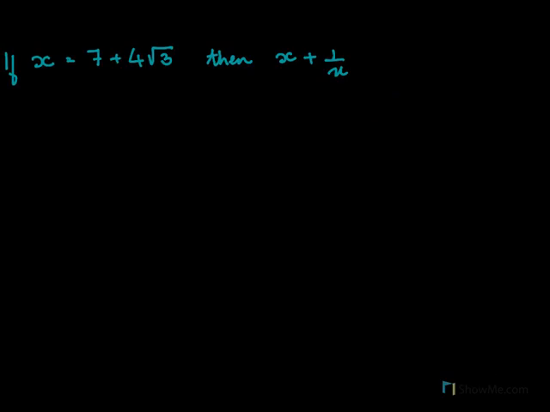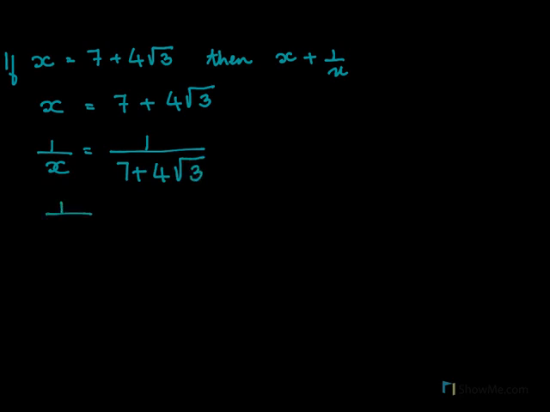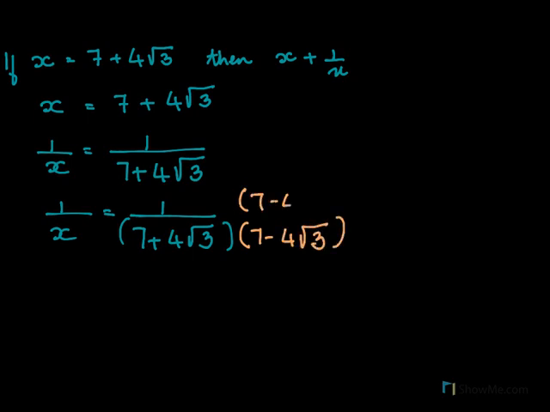If x equal to 7 plus 4 root 3, find the value of x plus 1 by x. So again we have x is 7 plus 4 root 3. So 1 by x will be 1 over 7 plus 4 root 3. Now it's time to rationalize. 7 plus 4 root 3 is a plus b, rationalizing factor will be a minus b. So even the numerator a minus b. So what comes here is 7 minus 4 root 3.